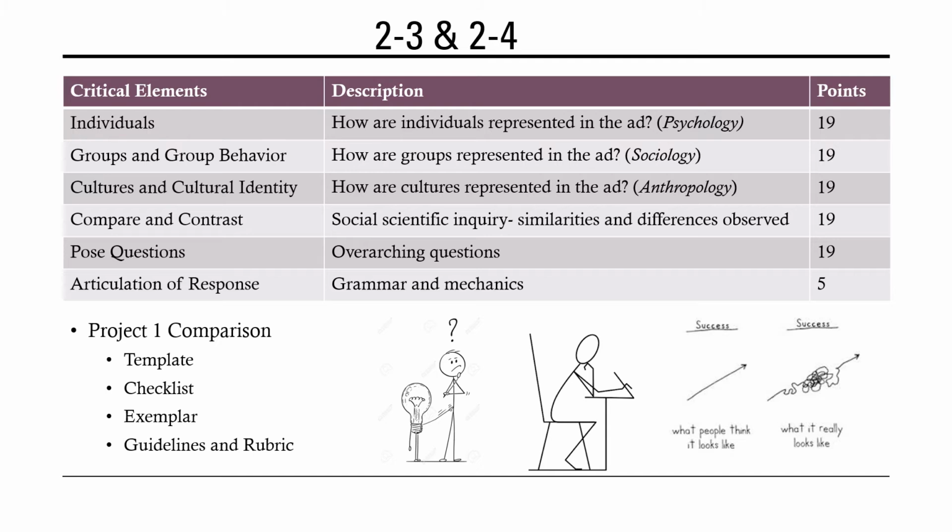Project 1 comparison. So you have several tools to help you to be successful. You have a template, a checklist, an exemplar, and then the guidelines and rubric. You use the template to actually complete the assignment, the checklist to make sure you're on track. The exemplar gives you an example of a perfect finished copy, and then the guidelines and rubric provide details of exactly how you'll be graded. So the critical elements are, we're looking at individuals, groups and group behavior, cultures and cultural identity, comparing and contrasting, posing questions, and then the articulation of response.